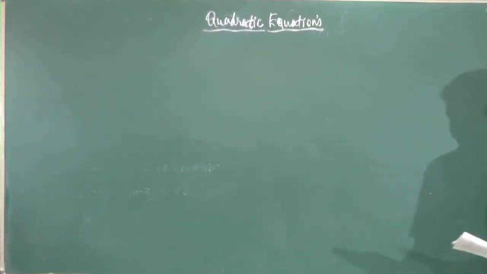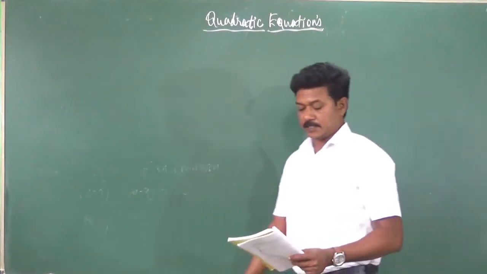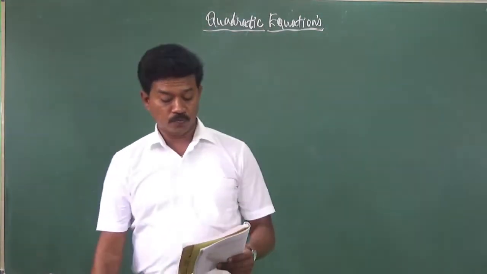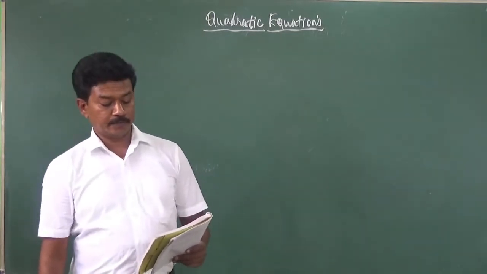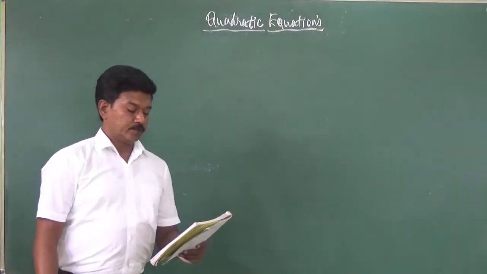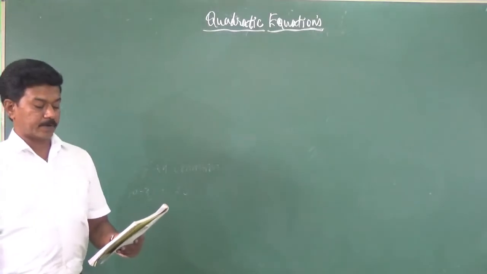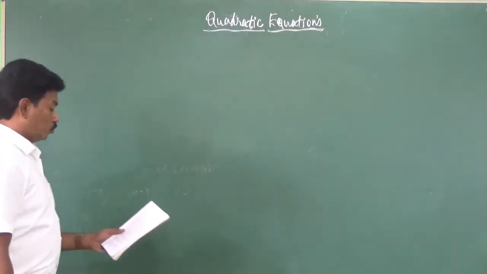Right. Find two numbers. This is from exercise 10.2. I am with the third problem. Exercise 10.2, third problem. Right. Find two numbers whose sum is 27 and product is 182.